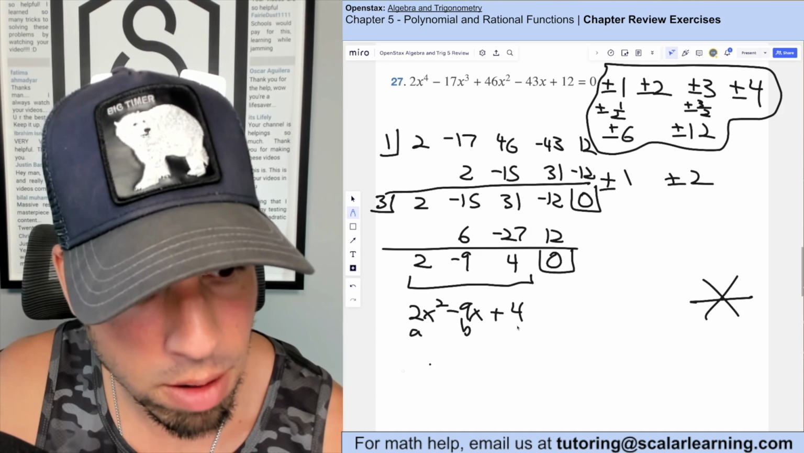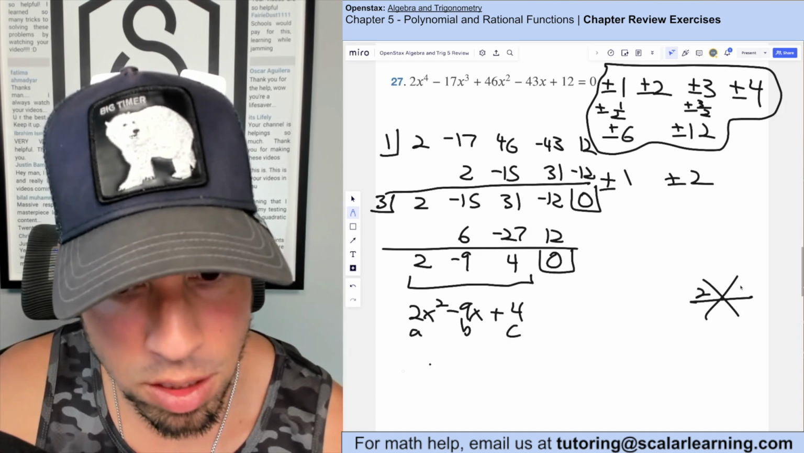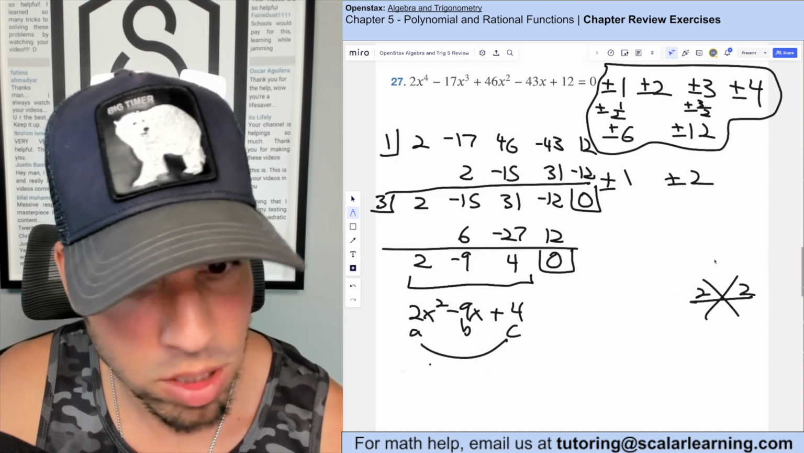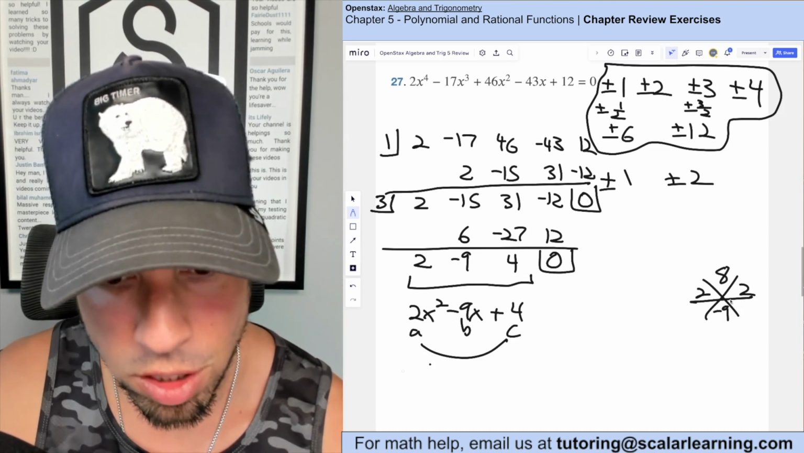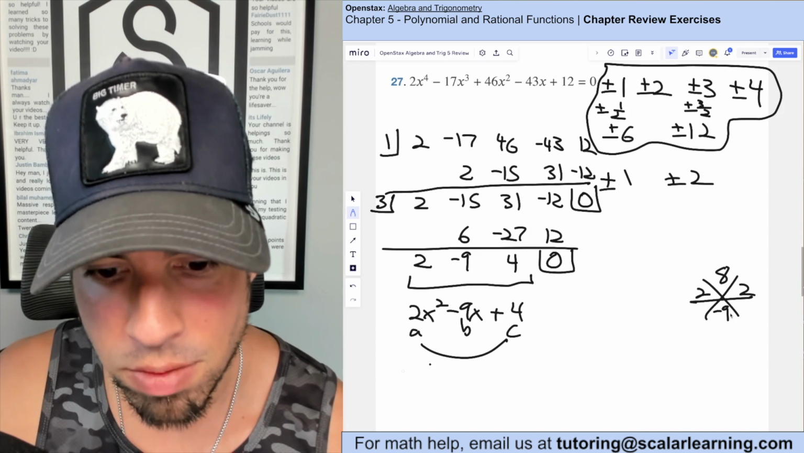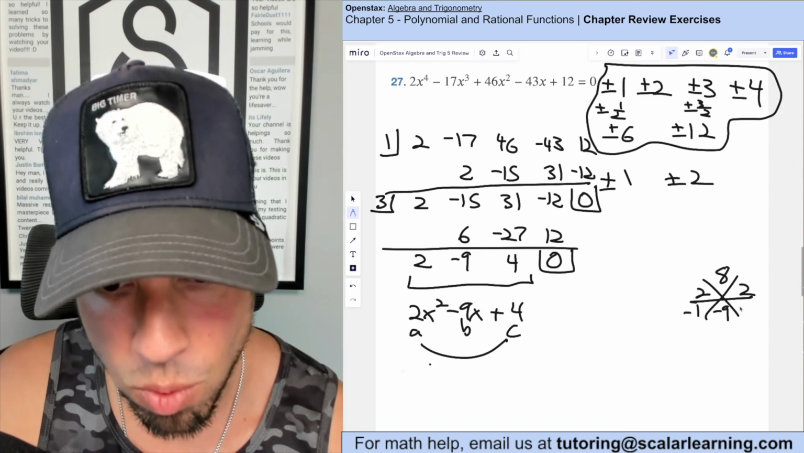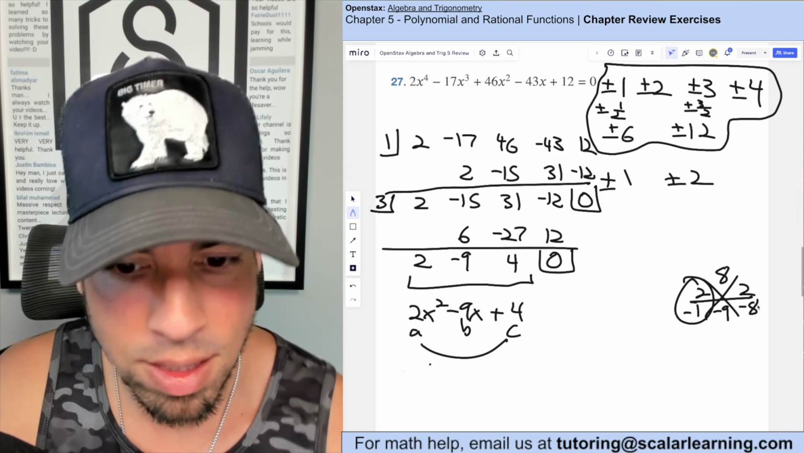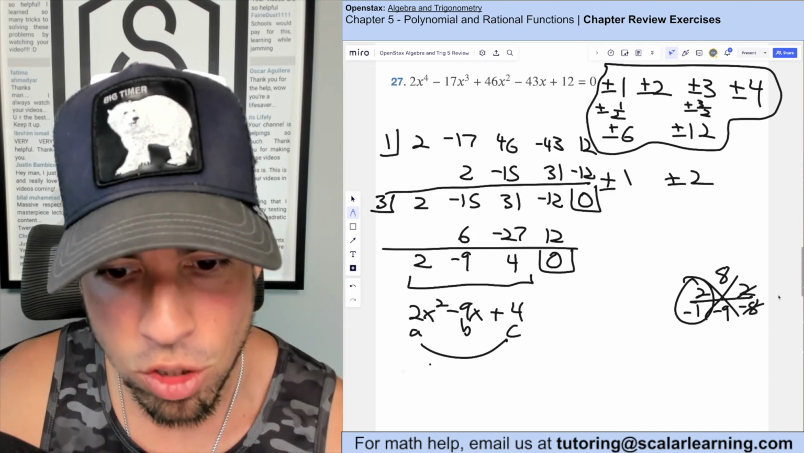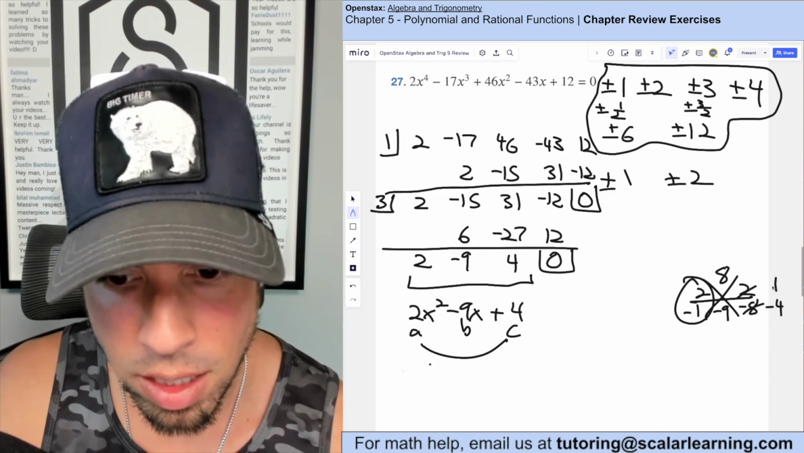So since we have a 2 going here and here, that's 2 and 2. A times C, 2 times 4 is 8 going up top. And then that B term, -9, goes down here. So what two numbers multiply to +8 and add to -9? That'd be -1 and -8. This is good to go because it can't be reduced. But this, like a fraction, can be reduced. Divide by 2, and you get 1 over -4.